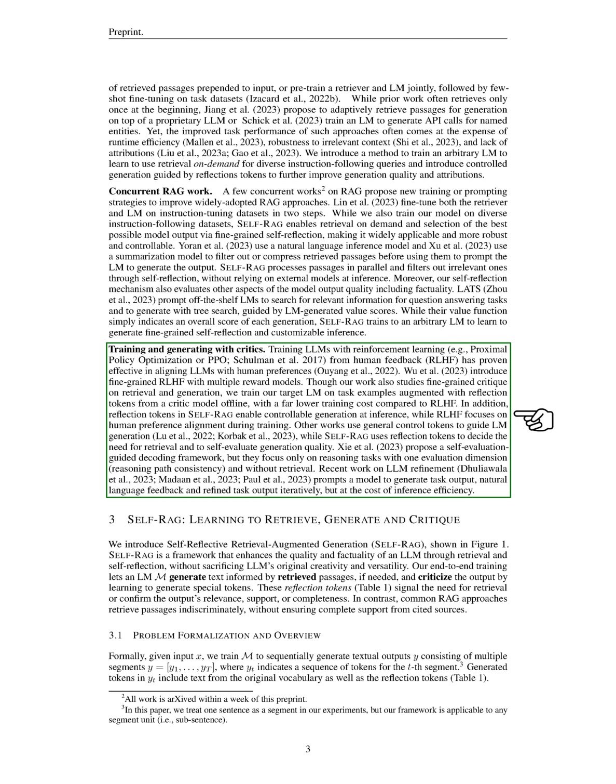Training LLMs with reinforcement learning from human feedback has proven effective in aligning LLMs with human preferences. However, our method trains our target LM on task examples augmented with reflection tokens from a Critic model offline, with a far lower training cost compared to reinforcement learning from human feedback. In conclusion, SELF-RAG uses reflection tokens to decide the need for retrieval and to self-evaluate generation quality. This approach is different from other methods that focus only on reasoning tasks with one evaluation dimension and without retrieval. Our method enables controllable generation at inference, while other methods focus on human preference alignment during training.